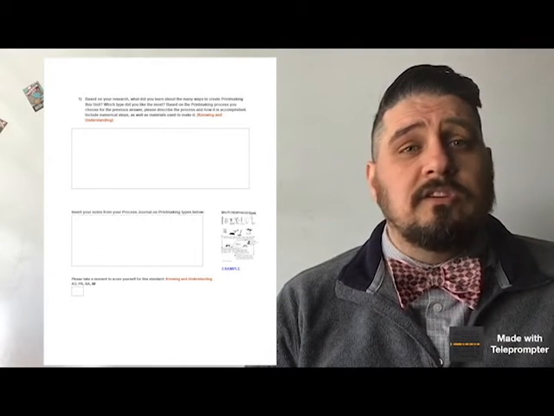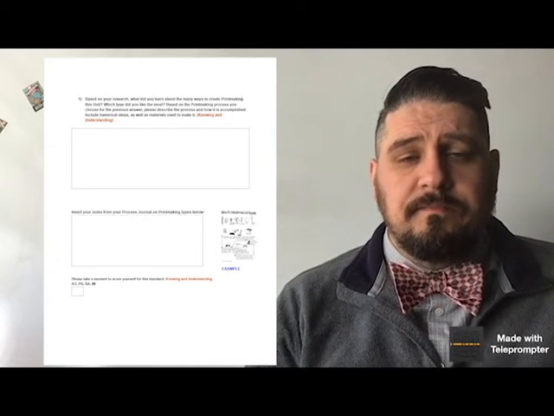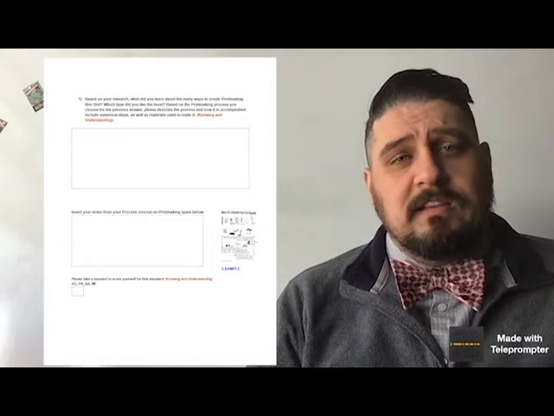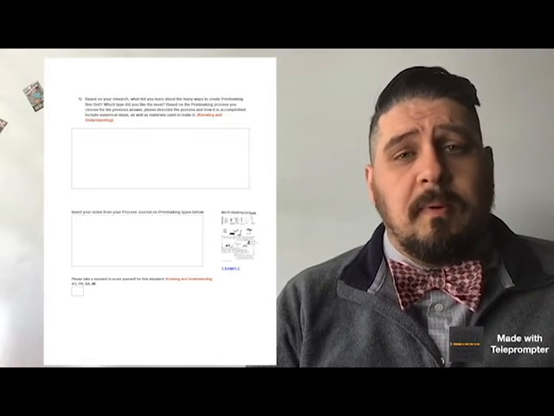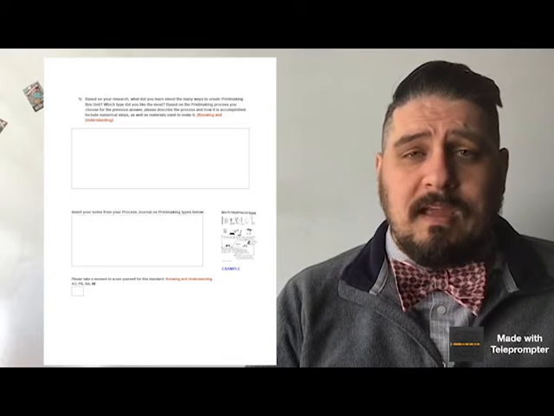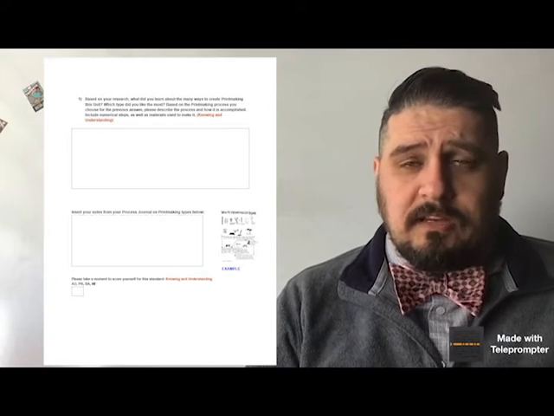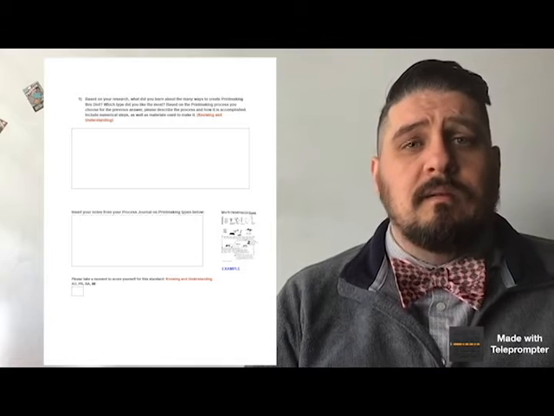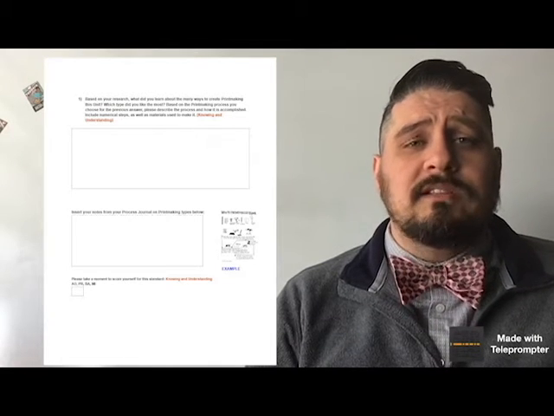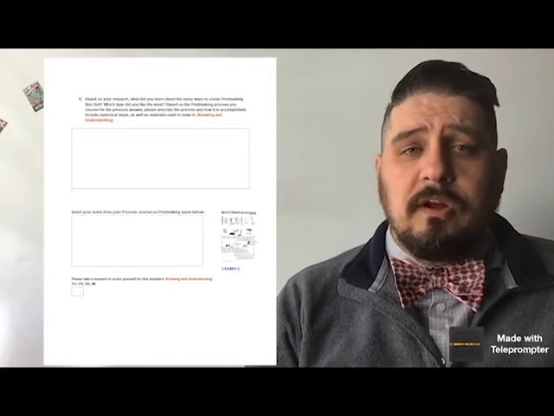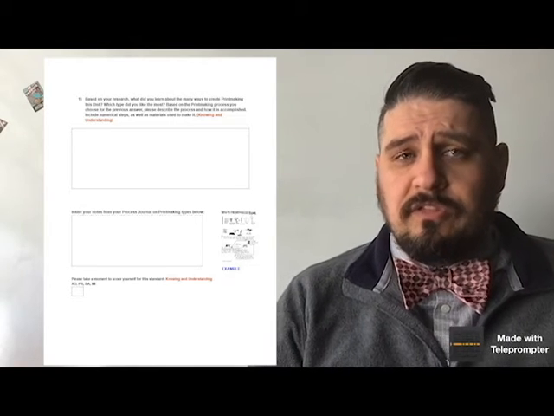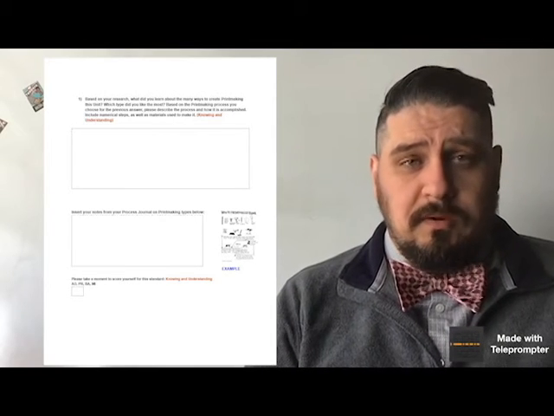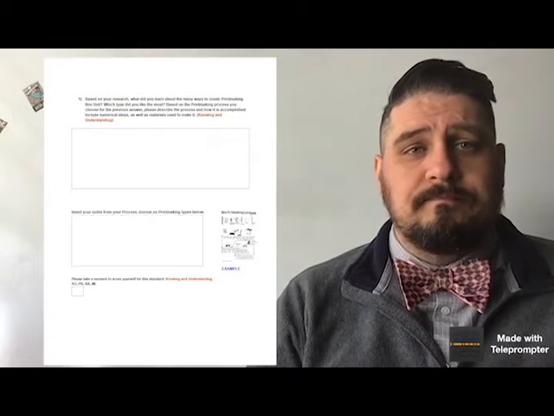Question 1 is based on your knowing and understanding for this unit. It reads, based on your research, what did you learn about the many ways to create printmaking? Which type did you like the most? Based on which you've picked, please describe the process and how it is accomplished. Include numerical steps, such as first, second, and third, as well as materials used to make that particular printmaking.